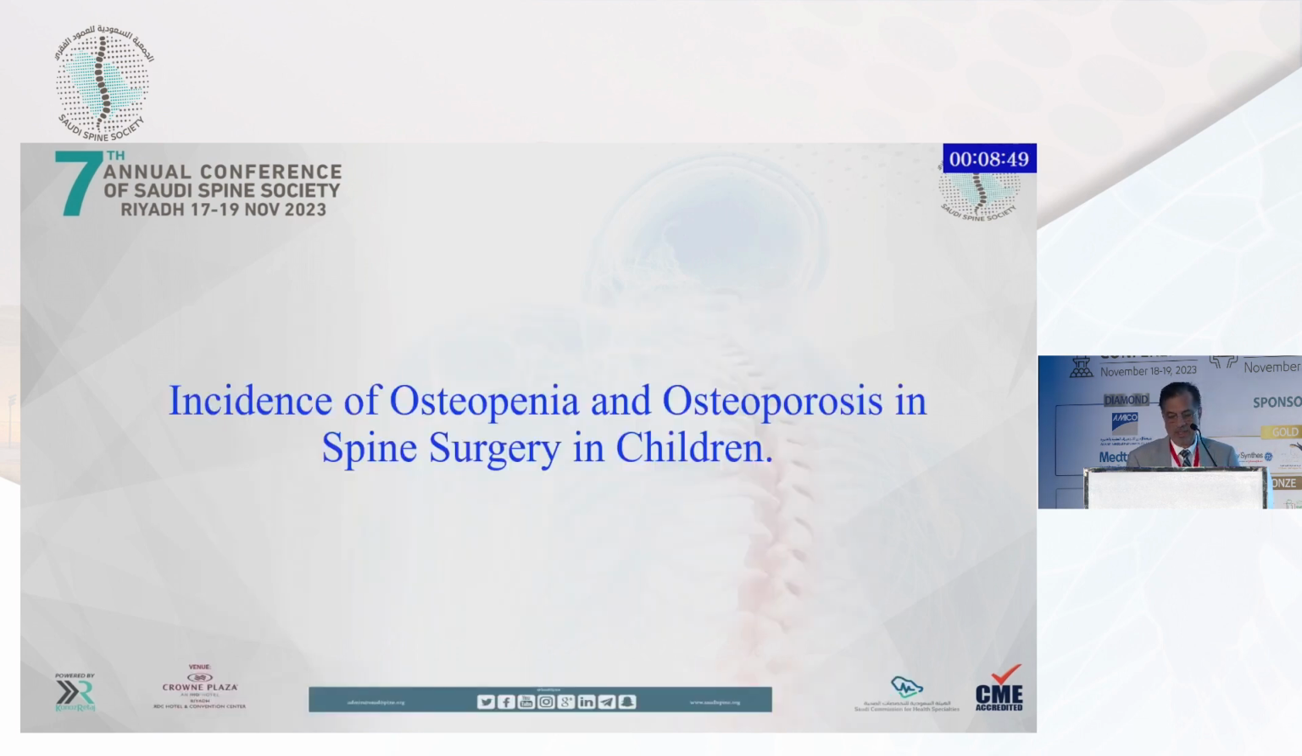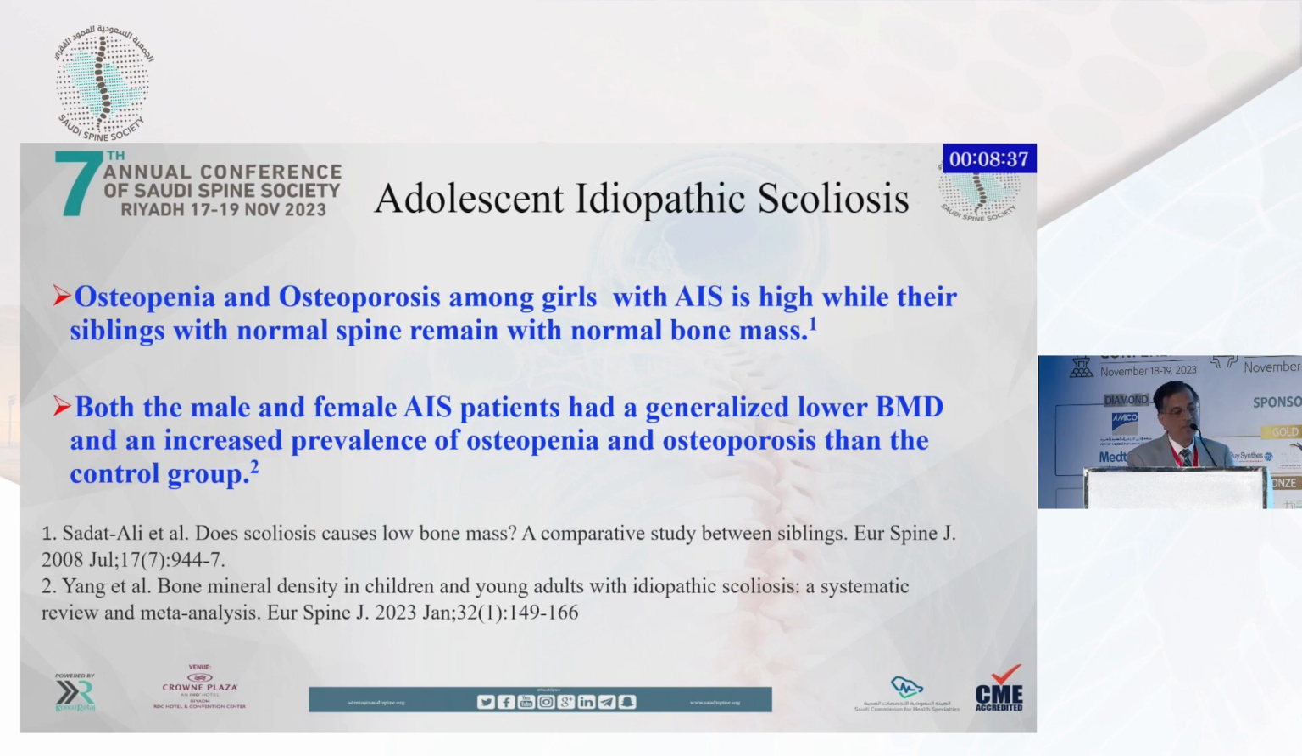Now, the incidence of osteoporosis has been realized in children, particularly when I used to do scoliosis in young girls. We realized that osteopenia and osteoporosis were much more common in children who were coming for scoliosis. This was one study which we published in 2008. We compared the DEXA scan in scoliosis patients and their unaffected siblings. And we found that osteoporosis and osteopenia were quite common.